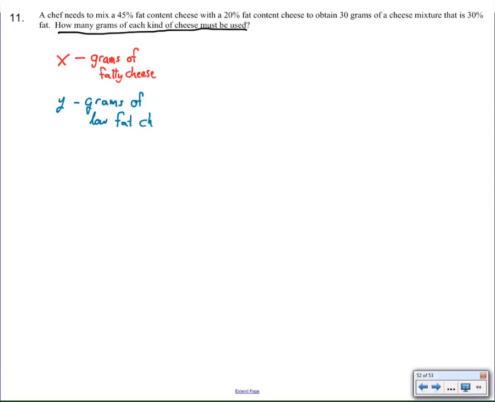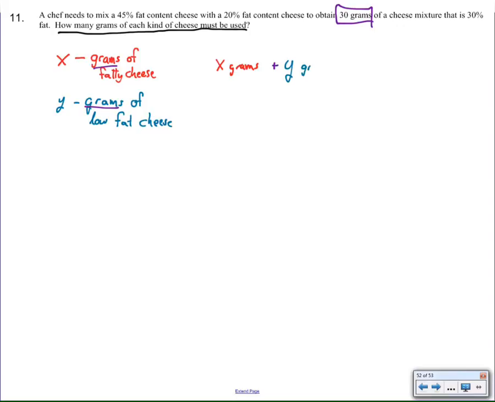Another example, this time we're talking about cheese, and we're trying to combine 2 different cheeses that have high and low fat content. We're trying to create, again, a hybrid cheese that is sort of in between. The first question was, how many grams of each kind of cheese must be mixed? That tells me what my variables are. My variables are going to be in grams: X grams of fatty cheese, Y grams of low-fat cheese. We're supposed to mix X and Y, these two different cheeses, together to get 30 grams.